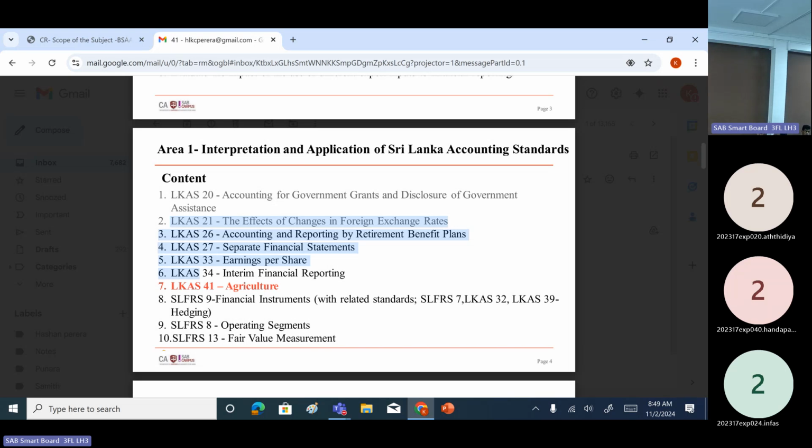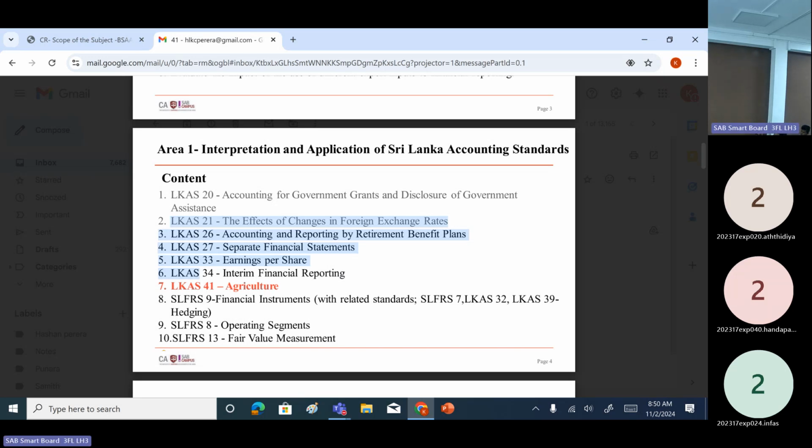So LKAS 41 is the last. After 41, we don't have LKAS 42. This is the last standard. Am I right? Yes. So what do you mean by LKAS and IFRS? LKAS and SLFRS, what is the difference? You may know that.